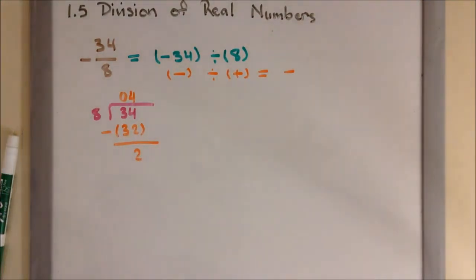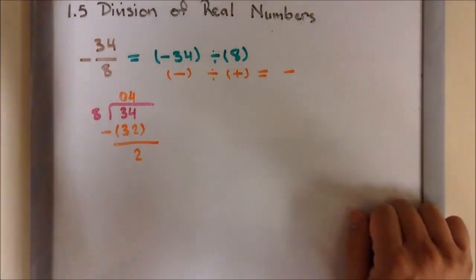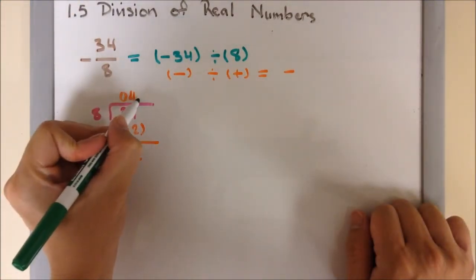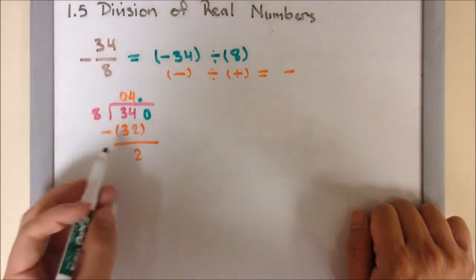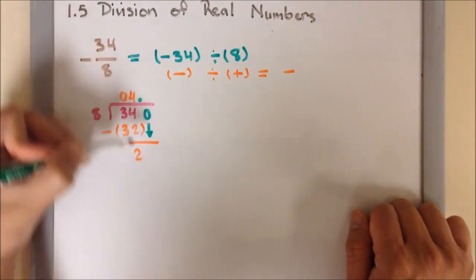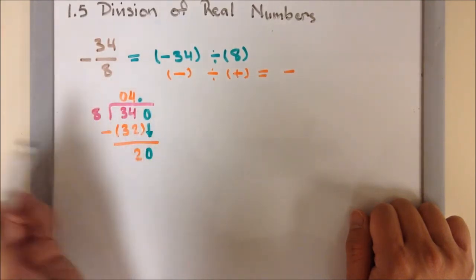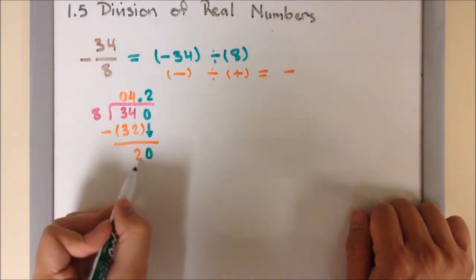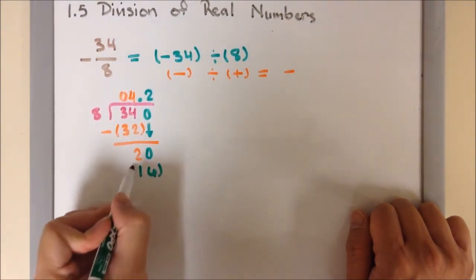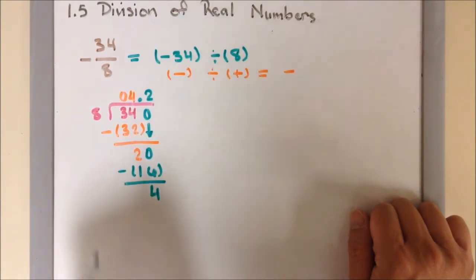Alright. Since I have a remainder of 2, I'm going to keep going and see what happens. So since I'm going to add a 0, I'm going to also have to add a decimal. Bring down the 0, making it 20. 8 does go into 20 2 times. 2 times 8 is 16. So 20 minus 16 is 4.